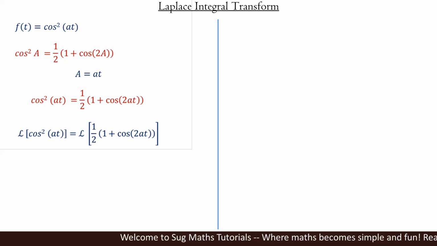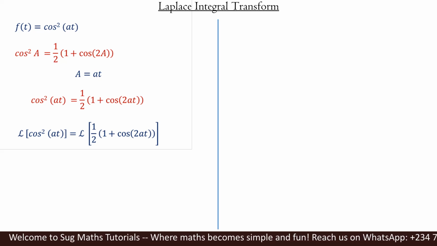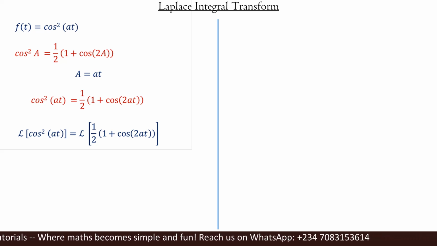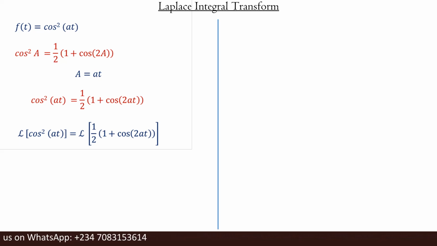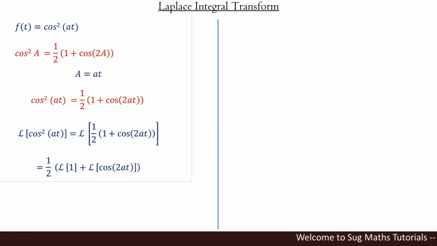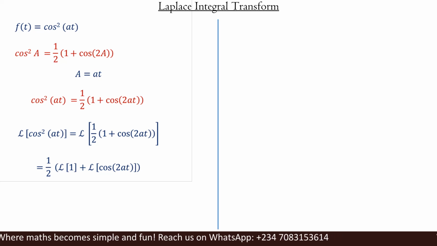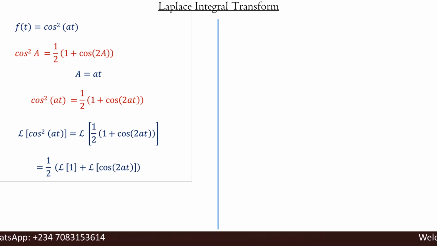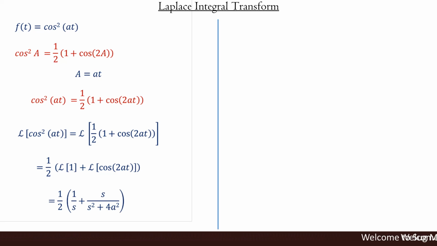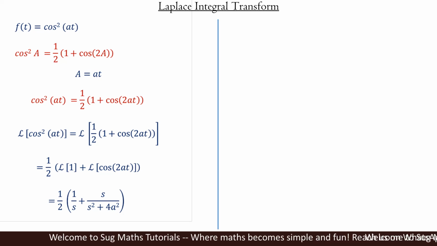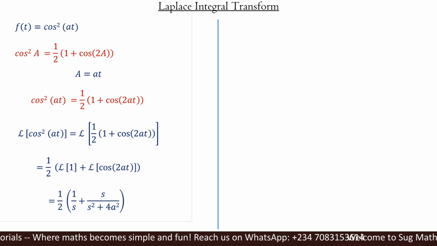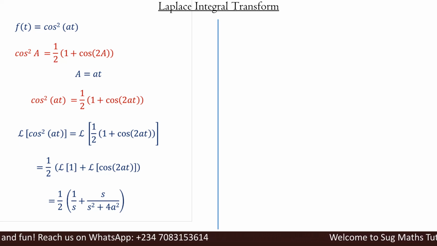we say the Laplace transform of cos squared at is equal to the Laplace transform of 1 all over 2 open bracket 1 plus cos 2at. Let's take 1 all over 2 behind the Laplace. Now we're going to have 1 all over 2 open bracket Laplace transform of 1 plus Laplace transform of cos 2at. The Laplace transform of 1 is 1 all over s. The Laplace transform of cos 2at is s all over s squared plus 4a squared. Are we together? Let's combine this together.